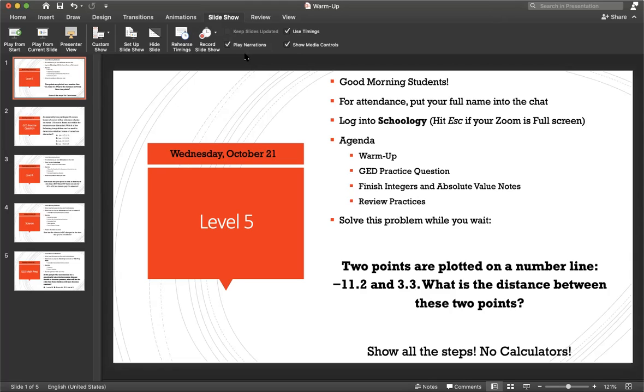Very good, Jules. Yes, yes. So starting off with this practice question, it says 2 points are plotted on a number line, negative 11.2 and 3.3. What is the distance between these 2 points? And very good, Jules already figured it out, that the distance, again, because distance is neither negative nor positive, we just have to figure out how far the 2 points are from 0 and add that together. And then that distance is going to be 14.5. Very good.